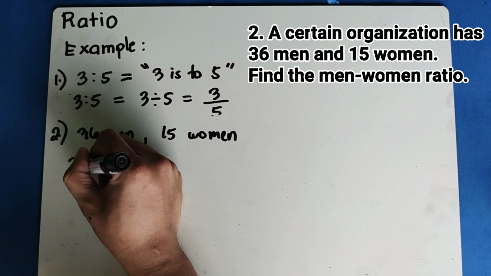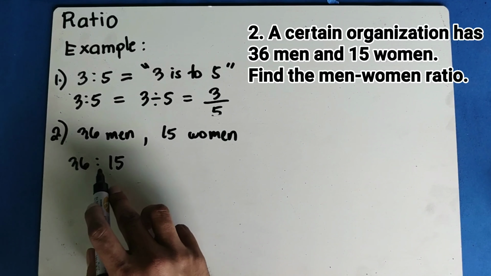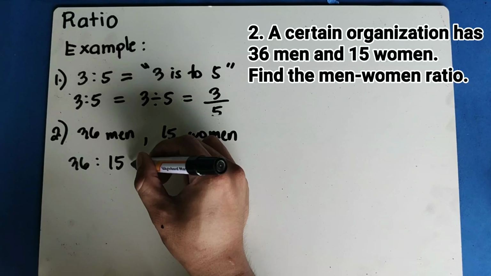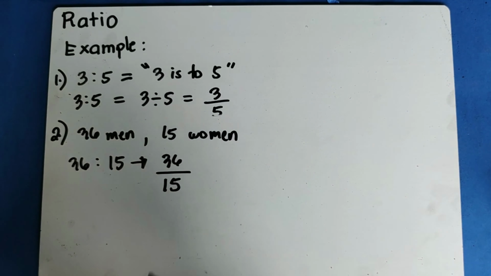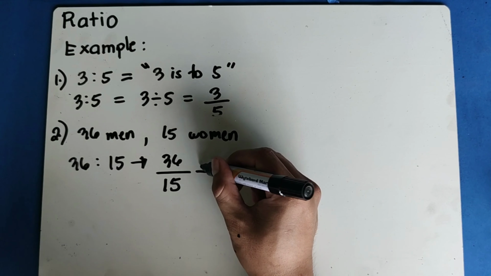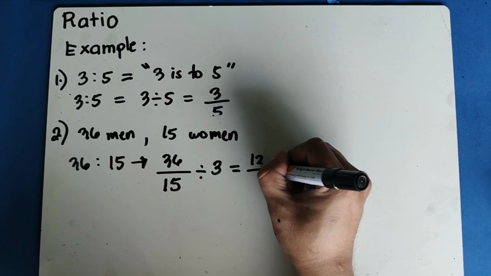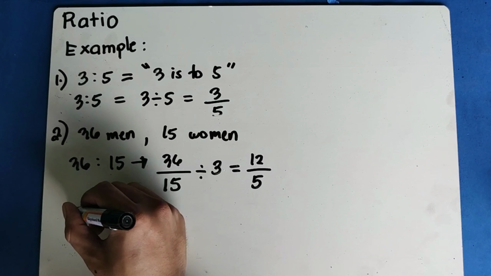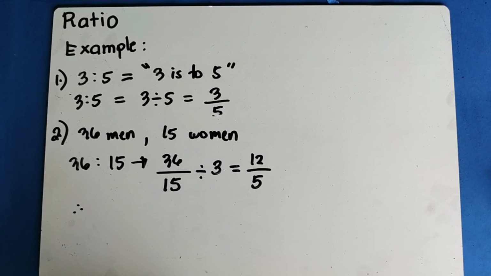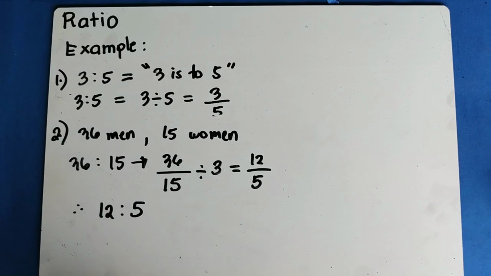Since we are looking for the men-women ratio, we need to write first the men. So we have 36 men, so is to 15. Men-women ratio. 36 is to 15. And we can write it in the form of 36 divided by 15. And in ratio, we have to reduce it into lowest term. So 36 and 15, they are both divisible by 3. 36 divided by 3, that is 12. And 15 divided by 3, the result is 5. Therefore, the men-women ratio is 12:5.